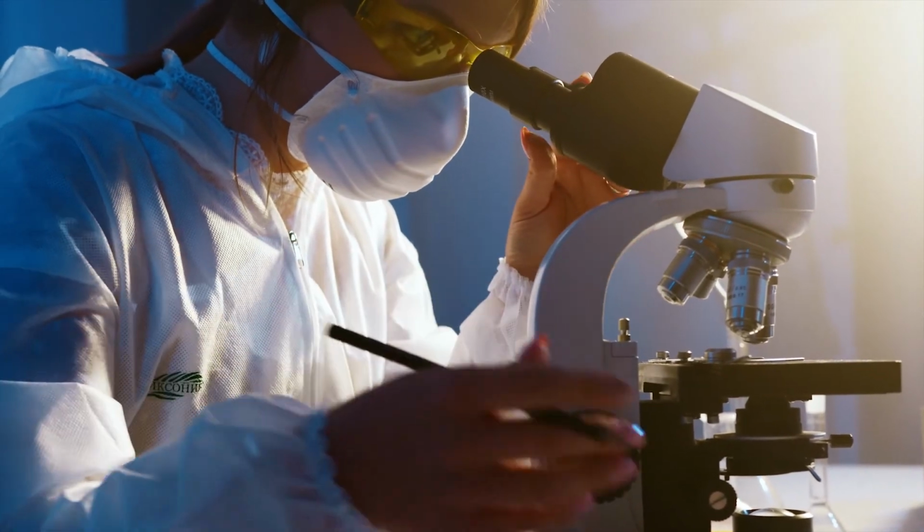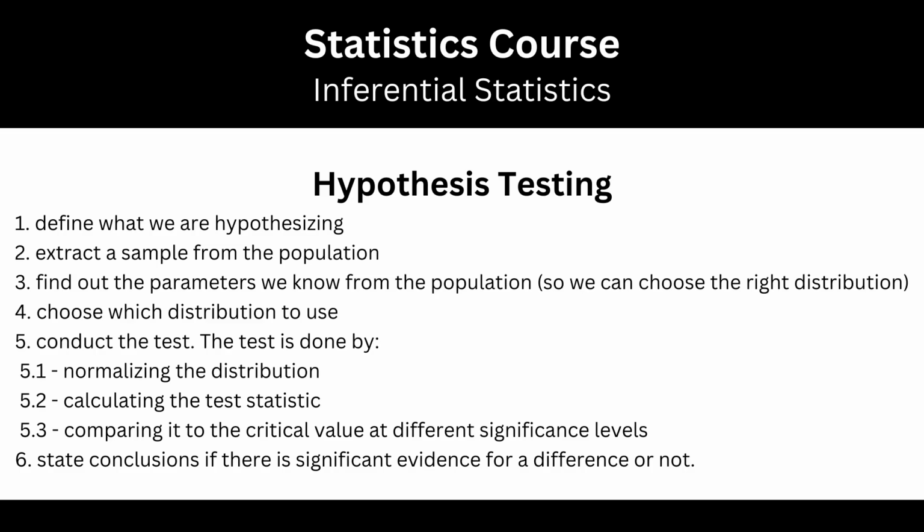To do that, the procedure is: 1. Define what we are hypothesizing. 2. Extract a sample from the population. 3. Find out the parameters we know from the population so we can choose the right distribution. 4. Choose which distribution to use. 5. Conduct the test. 6. State the conclusions, if there is significant evidence for a difference or not.